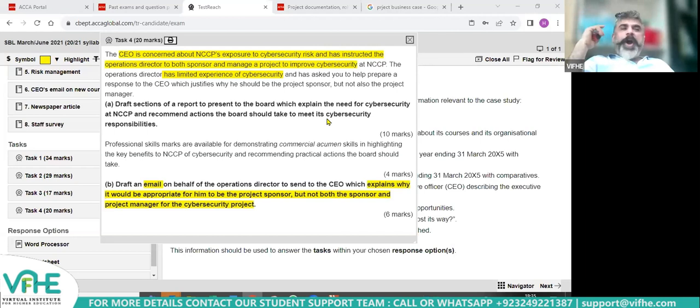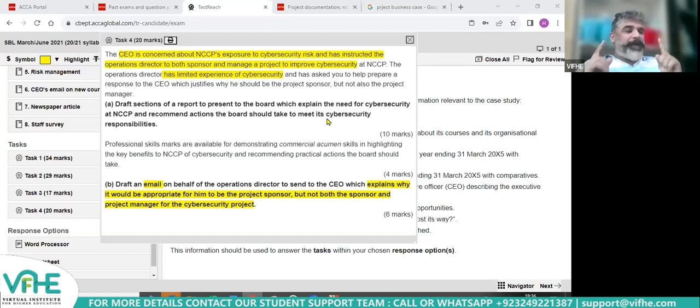So do you think the operations director, who is responsible for the operations of the entire company, will he be able to give full time to the project? If he gives full time to this project, then what will happen to his other tasks? Isn't that logical? Common sense?